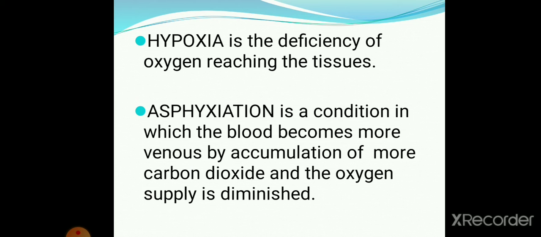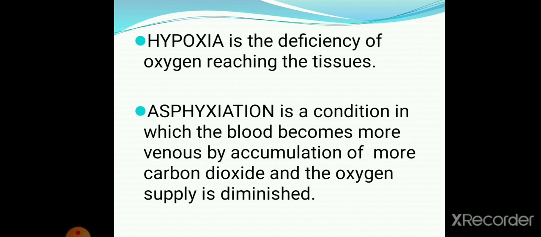Now let's see what the conditions of the body are when the oxygen is less in the inspired air. First is hypoxia. It is a deficiency of oxygen reaching the tissues. It may result from sitting for long hours in a crowded room with poor ventilation, or it may happen when a person goes to a higher altitude where the oxygen content of the air is low.